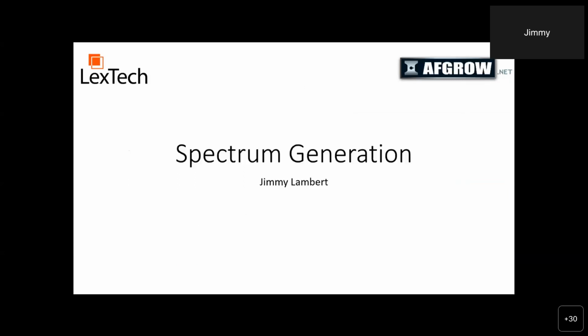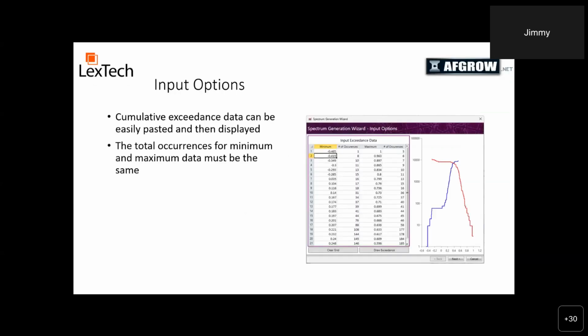All right. Now I have a short presentation about spectrum generation within Spectrum Manager. When you go to your application menu in Spectrum Manager, and then you click New Project, there will be an option that you can select, Generate a Spectrum from Exceedance Data. And when you click that, you'll be presented with this. This is where you can paste your exceedance data into the window, and then you can click Draw to see a visual representation to make sure it's right.